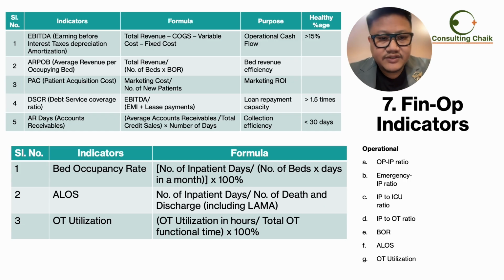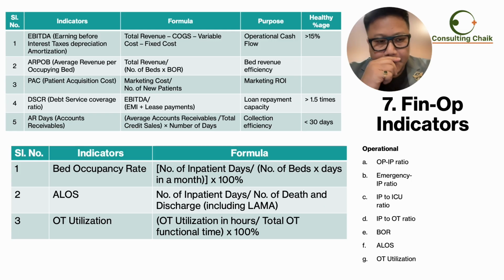Then your average length of stay, which is calculated with number of inpatient days in the numerator. In the denominator, you have your number of deaths and discharges, including LAMA. So an average length of stay of 3 to 4 days is good. If it is more, then maybe there is some case of infection, or the patient is actually very sick and you're keeping the patient for a very long time. But in general, 3 to 4 days is good for average length of stay.